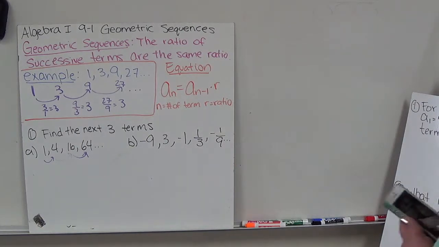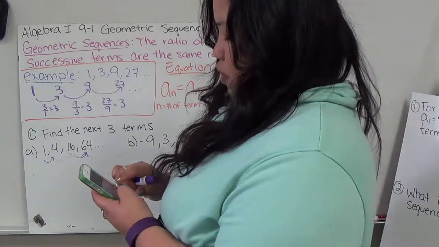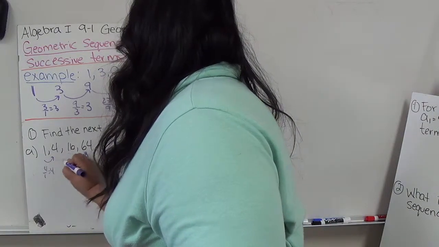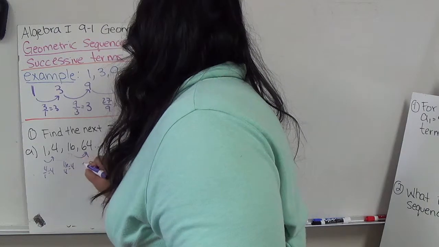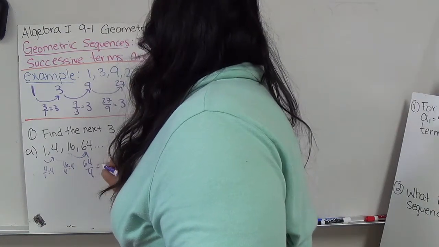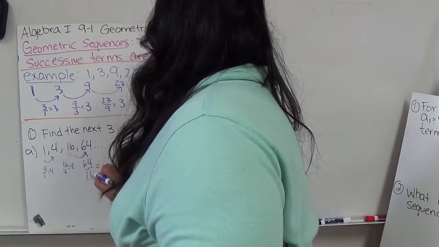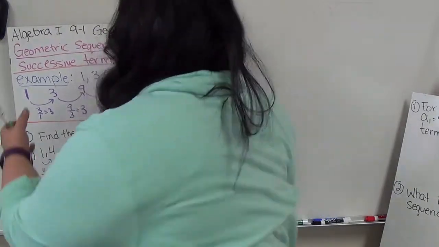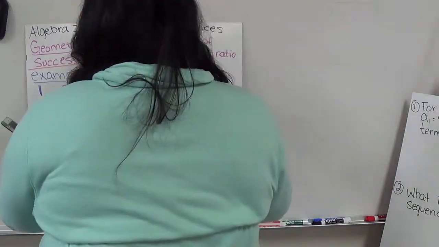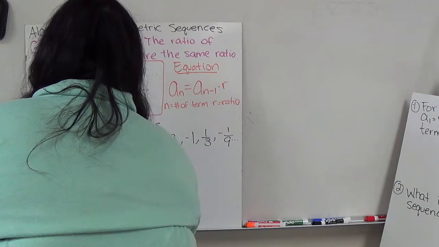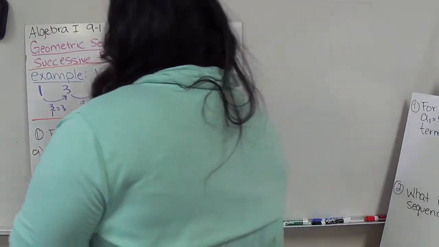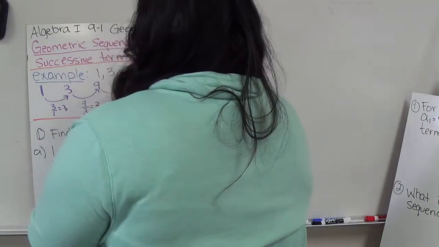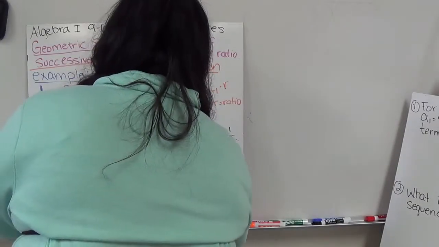So, grab my calculator. 64 times 4. So 4 over 1 equals 4. 16 over 4 equals 4. And 64 over 16 equals 4. So that means I do 64 times 4, which gives me 256. And then the next one is 1024, and the next one is 4096.